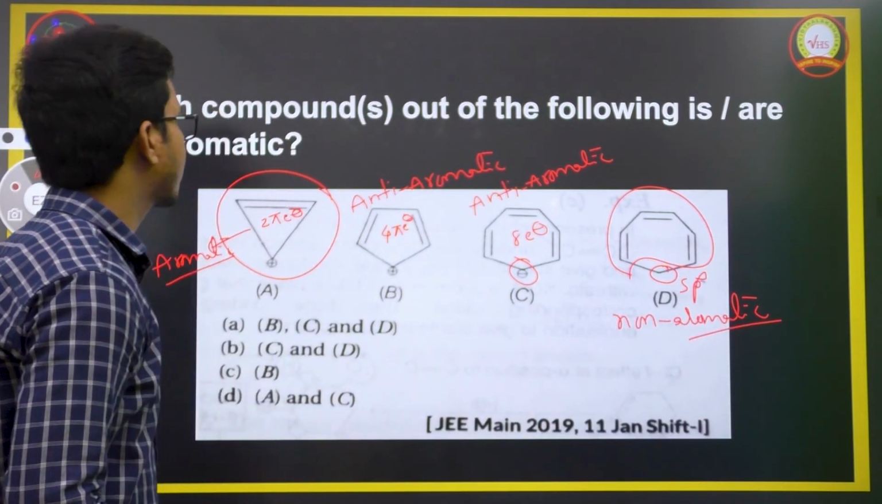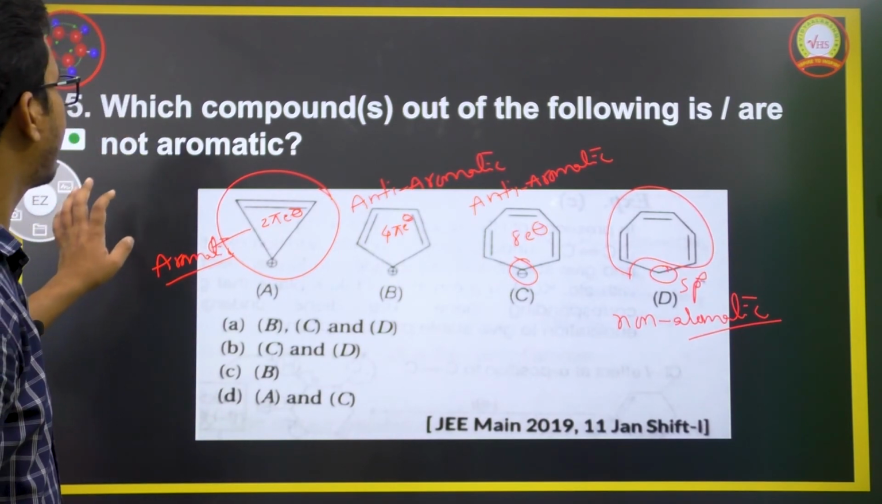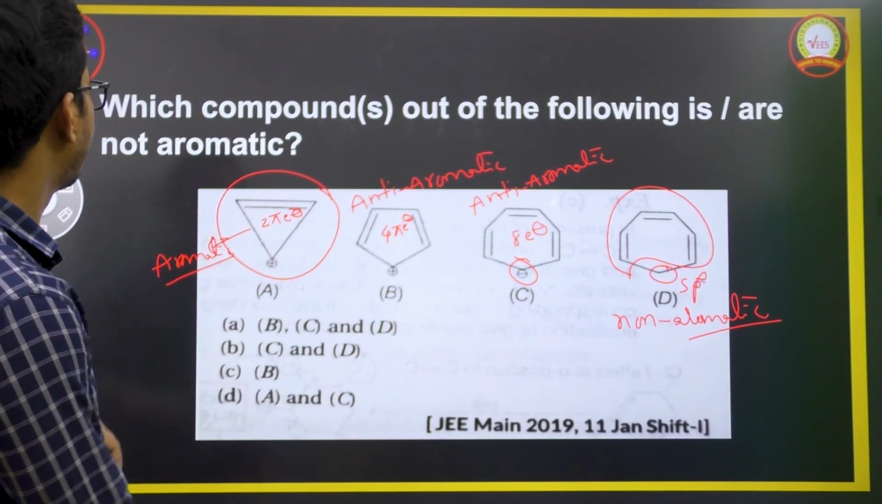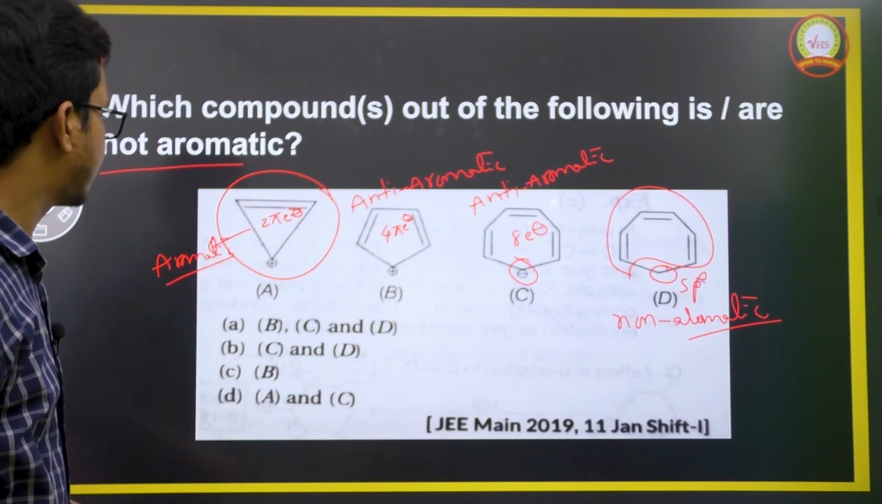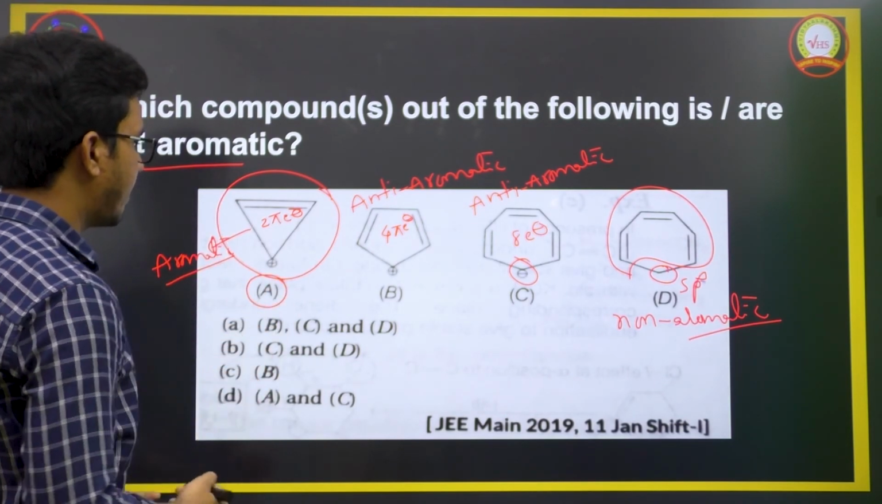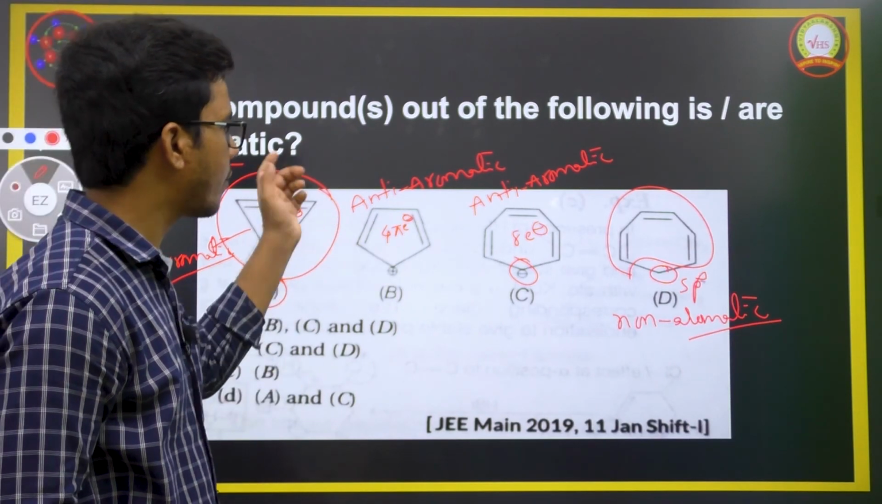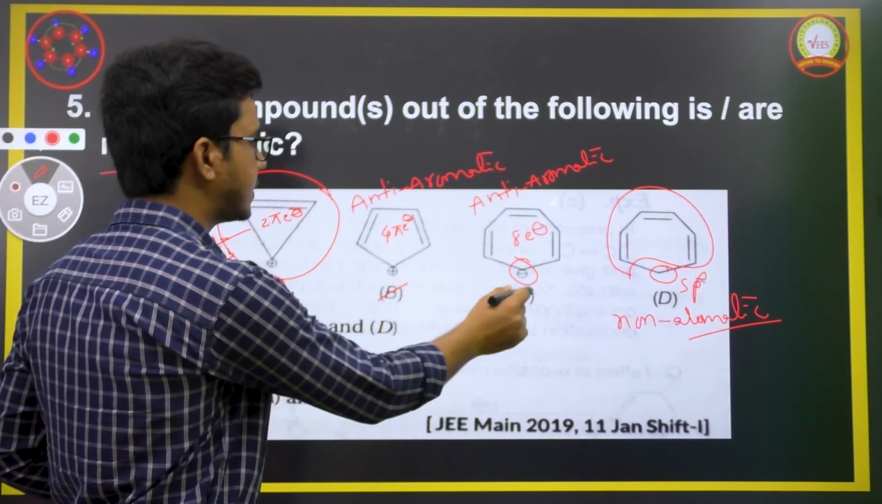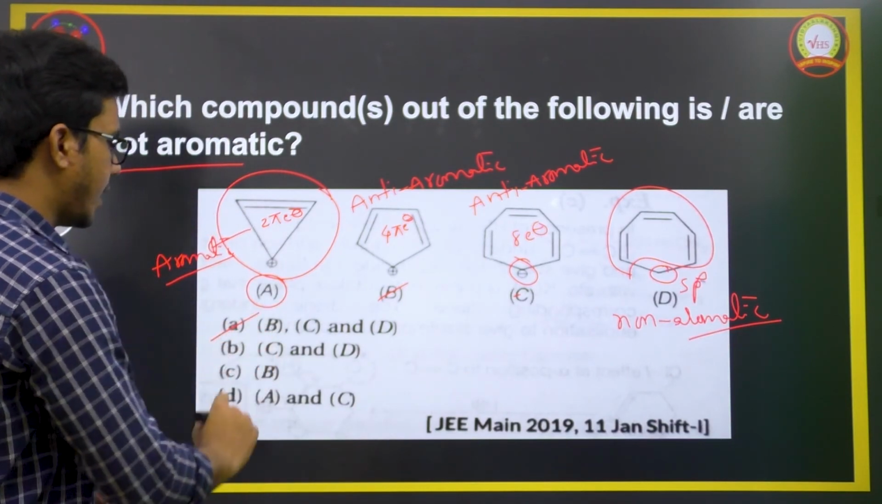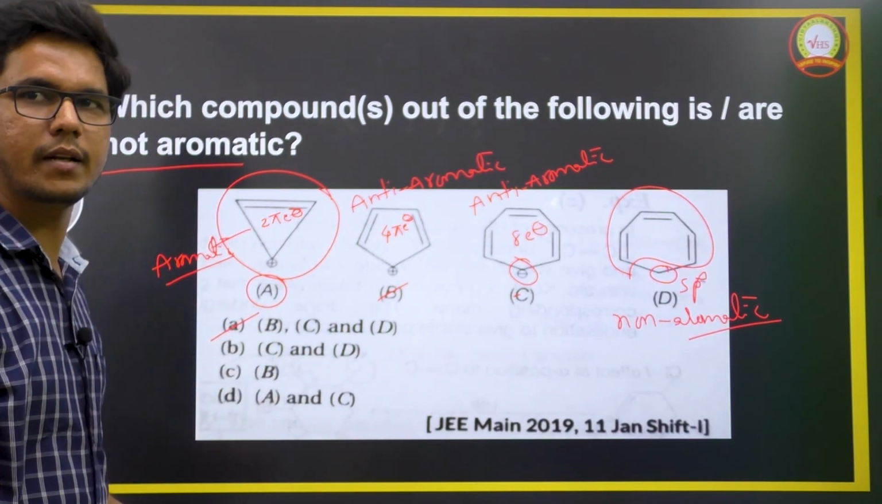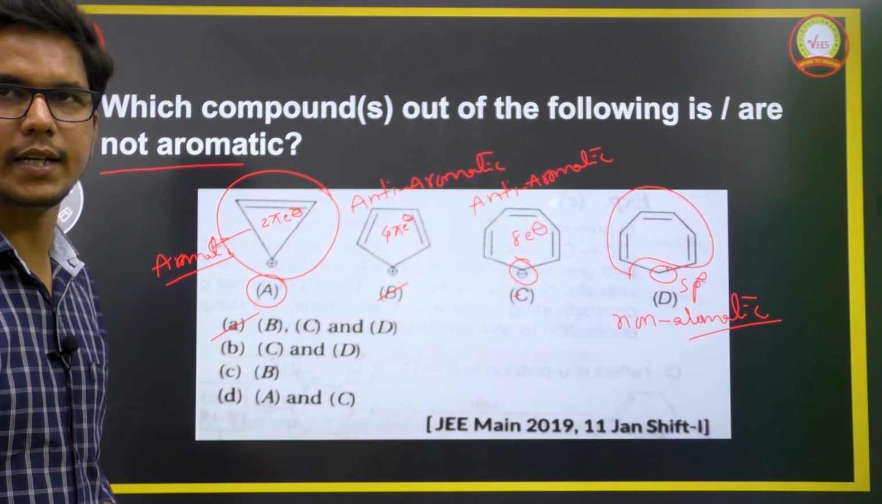What is the question has given? Out of following compound, which is not aromatic? Which is aromatic first? A is only aromatic. But remaining all are what? Non-aromatic. Sorry, they are not aromatic over there. That's what B, C, D is the answer. That's what A is the answer for this question. This question has come in JEE Mains 2019.